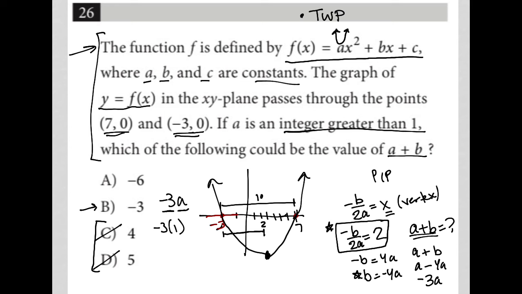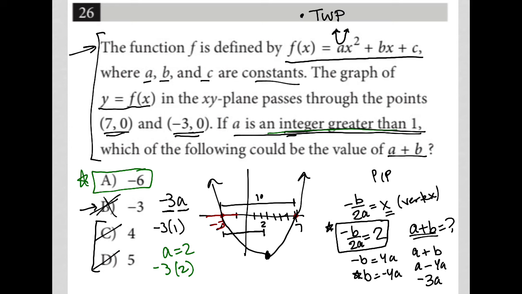But the question again says if a is an integer greater than 1. So B is gone for that reason. So choice A is the only remaining answer. And that would be if a were equal to 2. It fits all rules. It's an integer greater than 1. So that works. So that's how we would get negative 6. We'd have a negative 3 times a positive 2, which gives us negative 6.